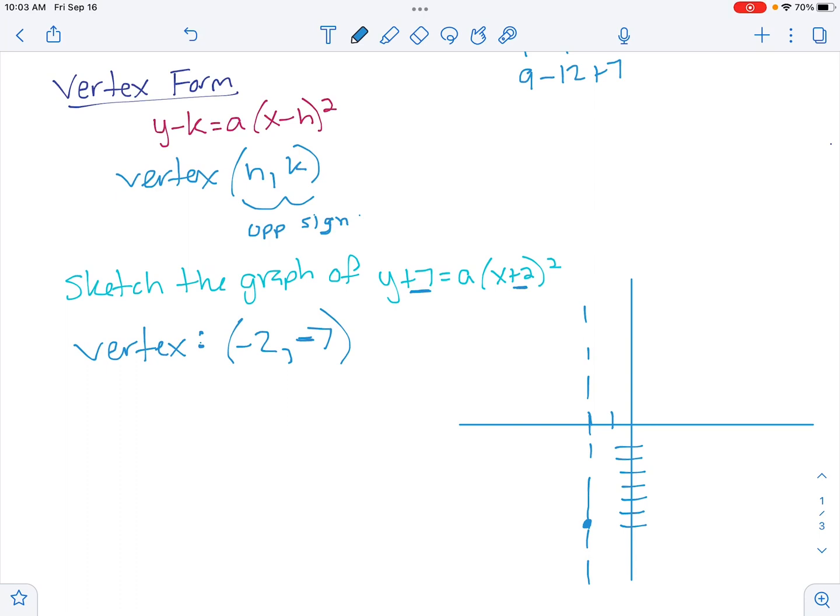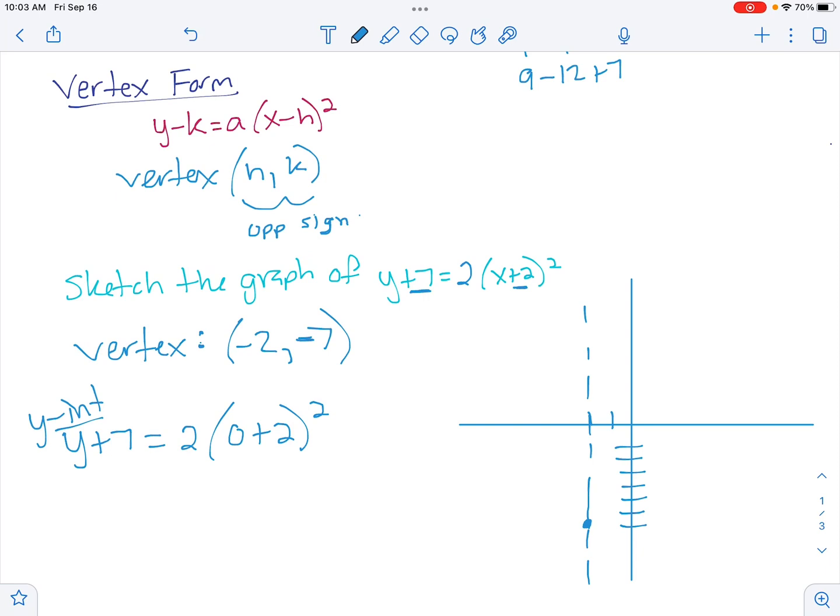Remember, that also gives me my lovely axis of symmetry. So let's just find our y-intercept again. So what do we plug in for a y-intercept? Oops, this should not be an A. For a y-intercept, let's make it a 2. For a y-intercept, we're going to plug in 0 for x. So I have y plus 7 equals 2 times 0 plus 2 squared.